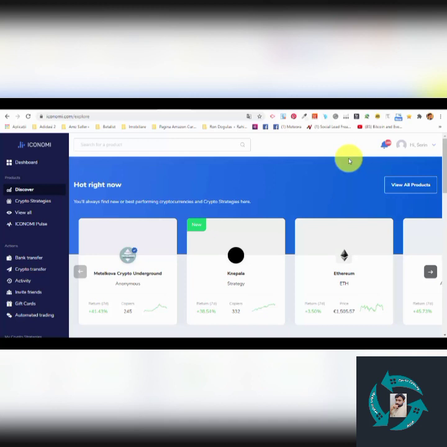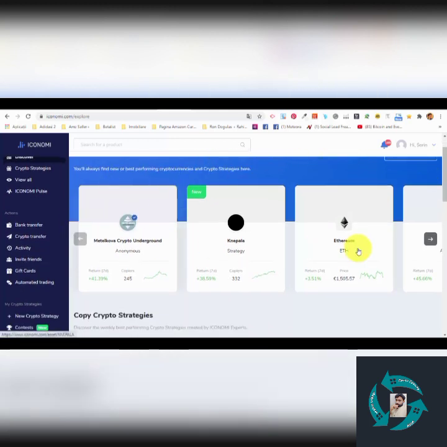So what does Iconomy do? Automatically, it copies every move that these people or traders do. Okay, with the funds that you deposit. You can deposit USD dollars, euro, pounds, and so on, and the platform will convert it automatically, and basically your portfolio will copy whatever these traders are doing.